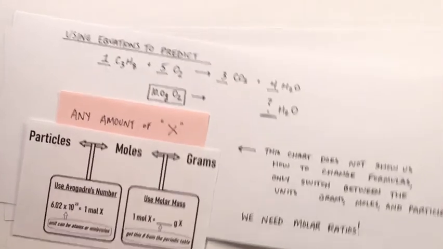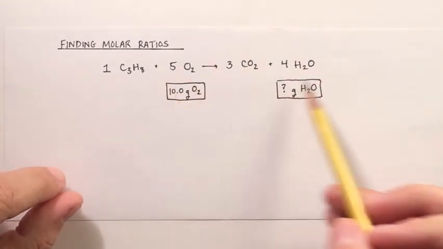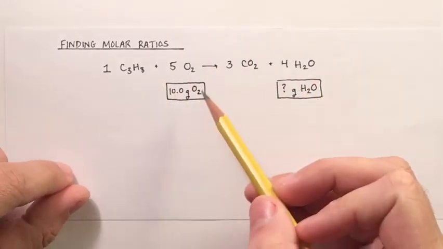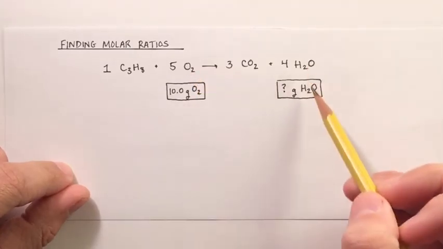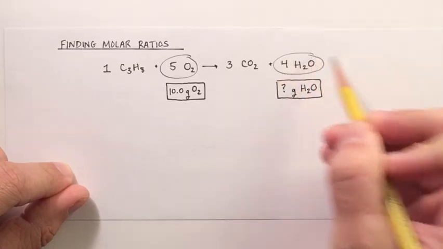So, to get from grams of O2 to grams of H2O, we need to find a molar ratio that can compare oxygen to H2O. To find a molar ratio like this, it's actually the simplest conversion factor we've done so far. All you need to do is look at your balanced chemical equation, find where your formulas are in this equation, and set them equal to each other.